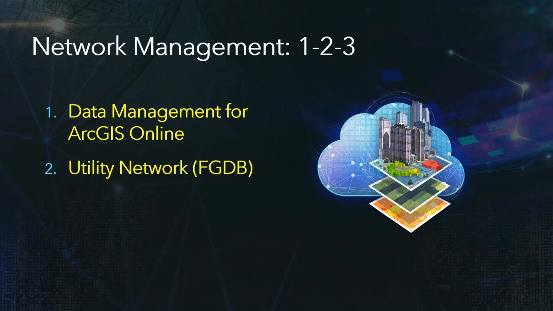The number 2 of our 1, 2, 3 is the utility network. If you don't know what that is yet, don't worry. We're going to have Tom run through a demonstration and show visually what exactly this is. And the 2 of this means it's local. It's on a file geodatabase. It's something that one person can run on a machine and get a connected network in place.